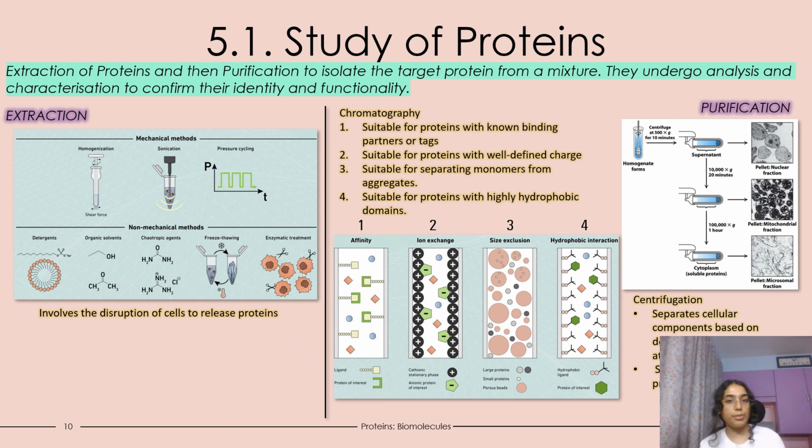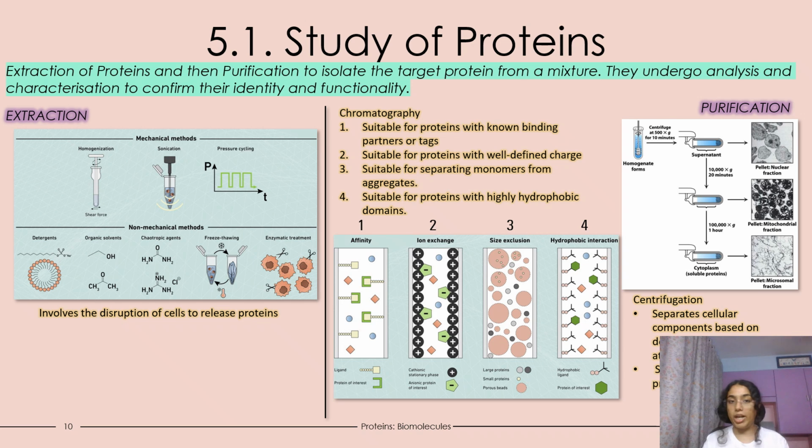Chromatography has four types. In affinity chromatography, it binds the target proteins to ligands on a resin, allowing other components to be washed away, and then elution of protein occurs. It is suitable for proteins with known binding partners or tags.